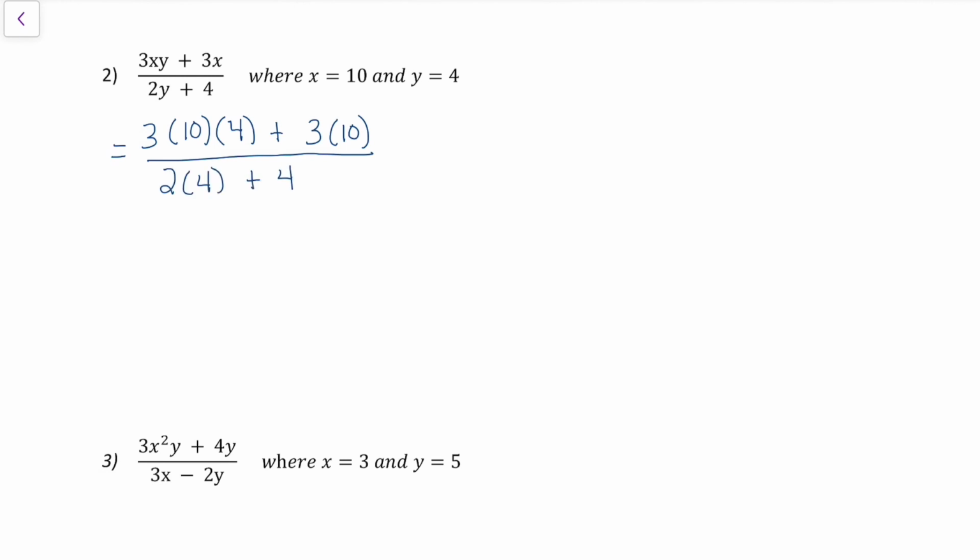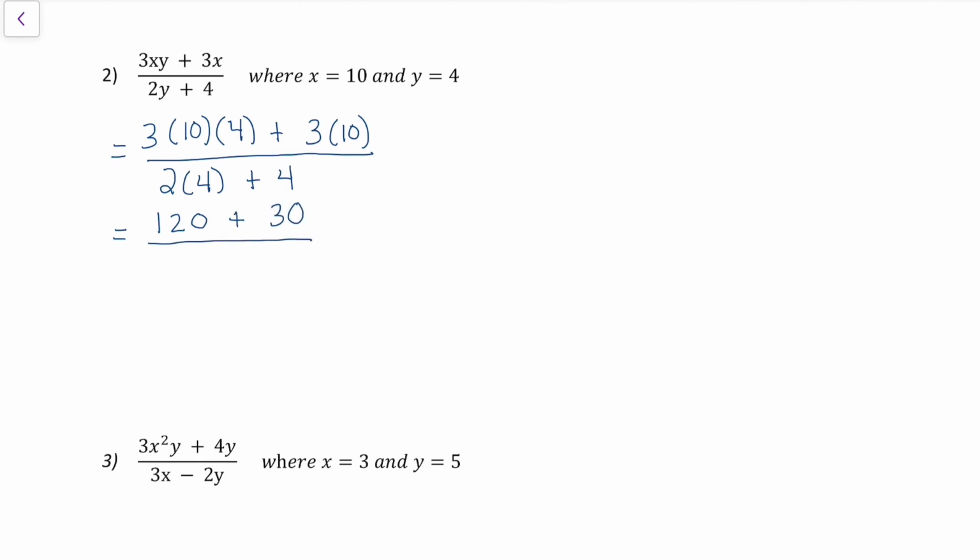Now when we have this fraction, remember that we can think of this fraction as a divide. And so we're going to solve the top and the bottom as their own equations, and then we're going to divide their answers. So on the top, I don't have anything to solve inside of brackets. I don't have any exponents, but I do have some multiplication. So let's do our multiplications. So 3 times 10 times 4 is 120. And 3 times 10 is 30.